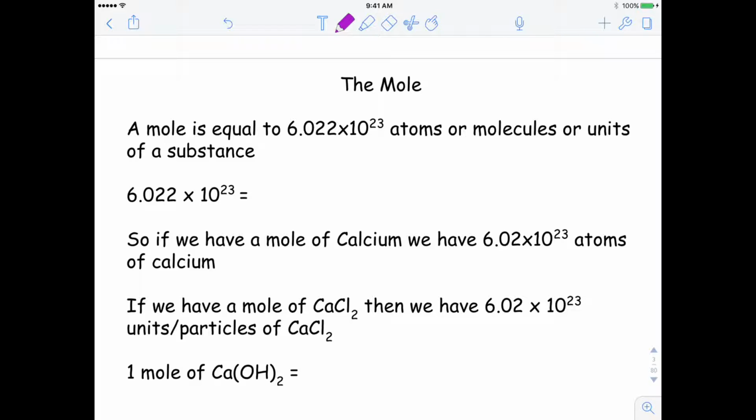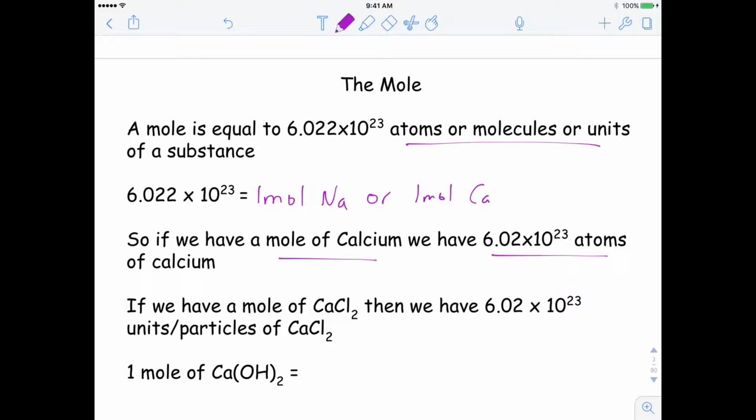Central to any stoichiometry type of question is the mole. So what is a mole really equal to? Well, a mole is equal to a certain number of atoms, molecules, or units of a substance. The reason I put all of these disclaimers in is because it depends on what type of substance you have. For example, 6.022 times 10 to the 23rd could be equal to 1 mole of sodium, or 1 mole of calcium. So if you have 1 mole of calcium, you have this many atoms of it.